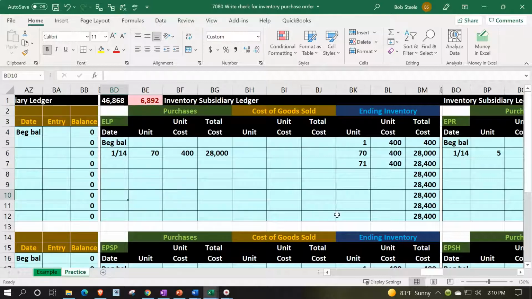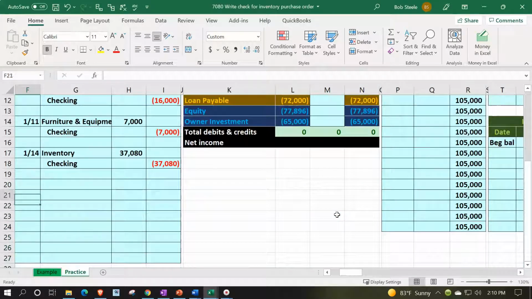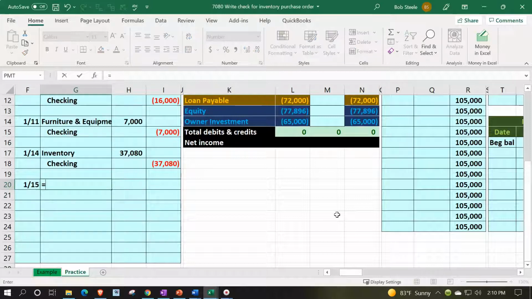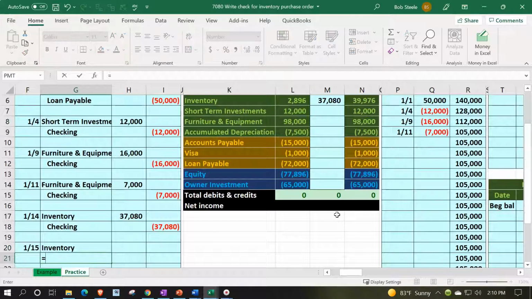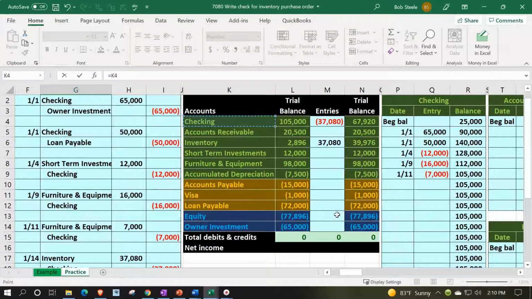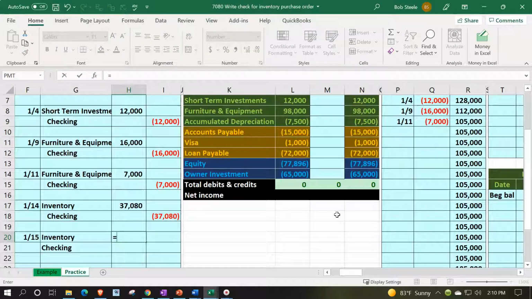So let's go all the way to the left and record the transaction again. This one on 115, same look and feel of the transaction. We're going to be debiting inventory now. This is like the easy part now. We're going to debit inventory, and the other side is going to go to the checking account. I didn't even record this to the general ledger yet, but we'll record it all to the general ledger in a second. And then once again, you could just type in the 6,892, but I'm going to do this so you can see where it comes from.